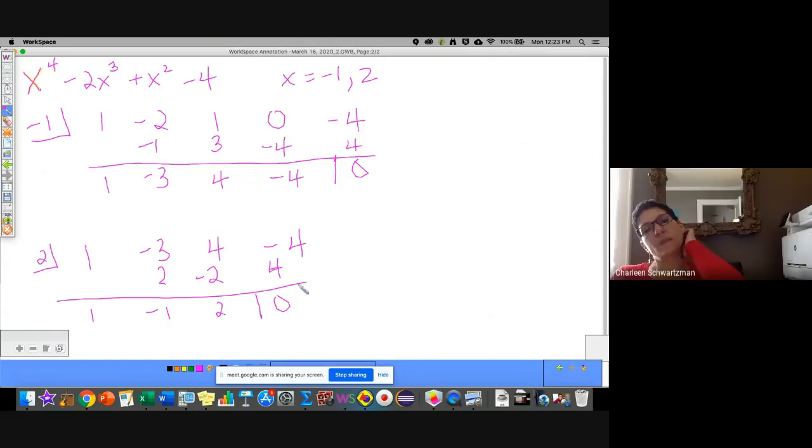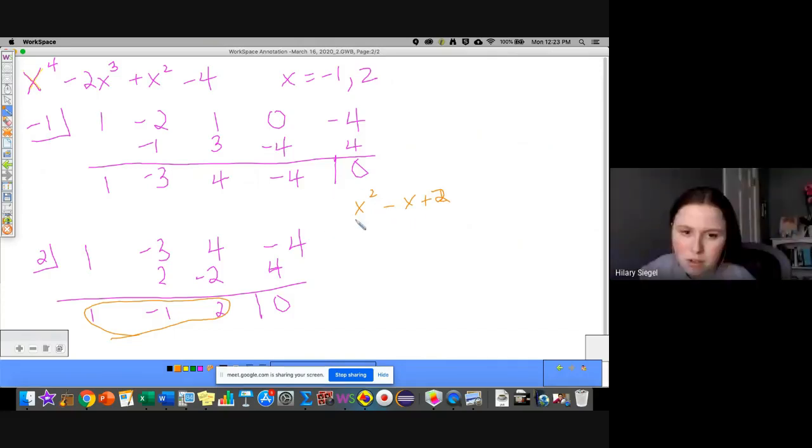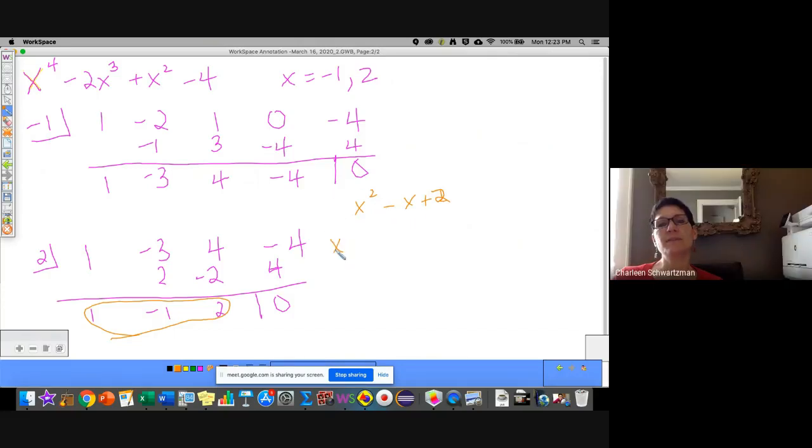Okay, so the new quadratic that we all wound up with is x squared minus x plus 2, from these coefficients here. Yay or nay, friends? Yay? Okay. Does this factor? No. So we have to use the quadratic formula. I'll let you guys figure it out.